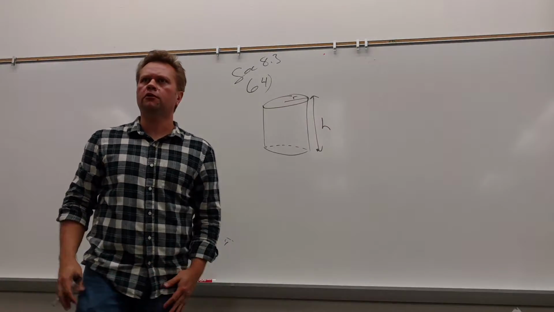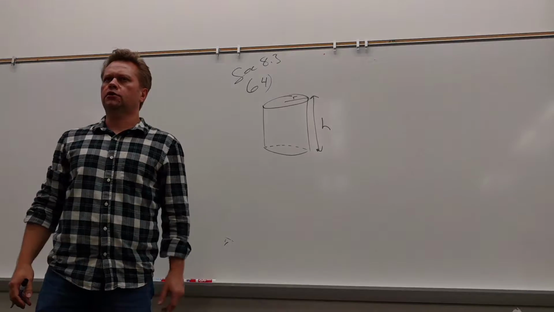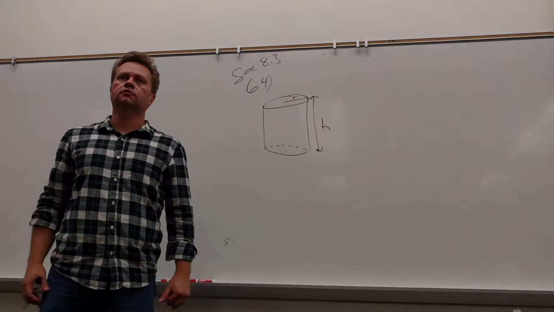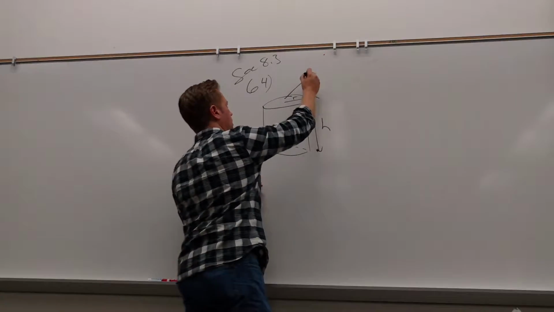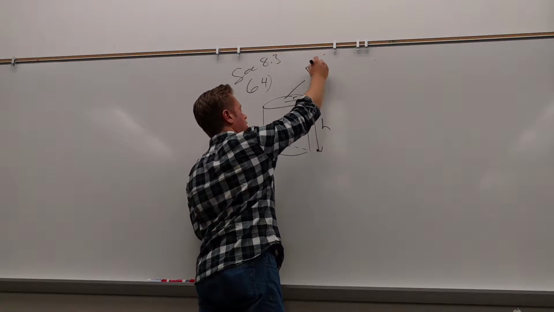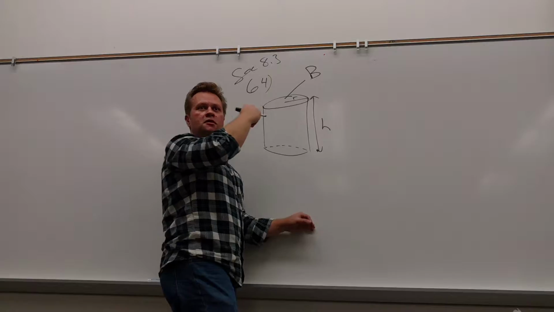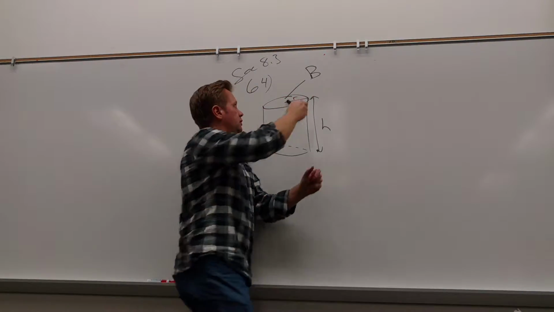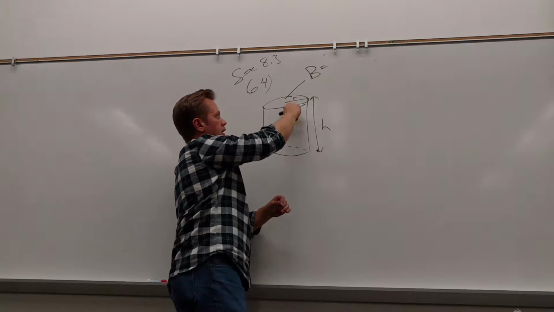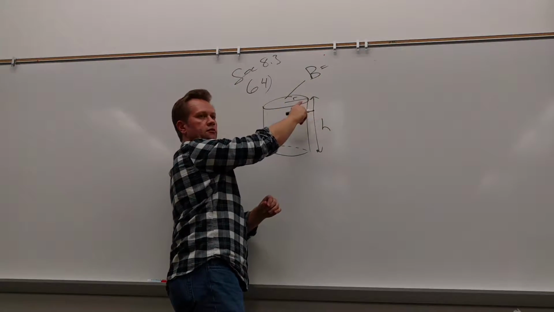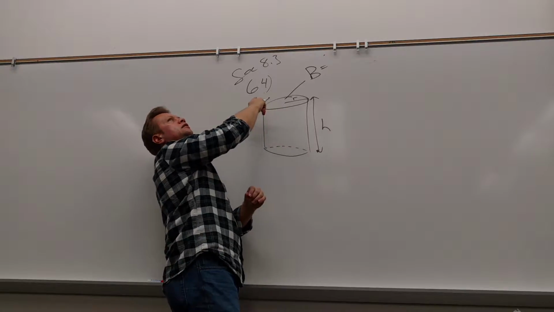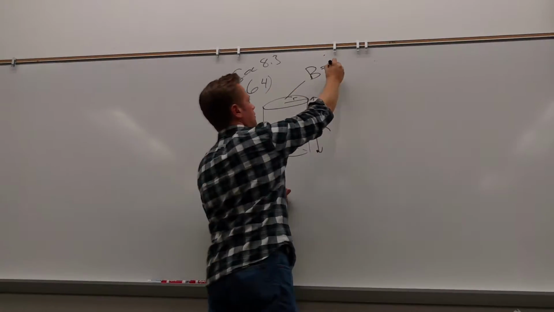Anybody happen to know the formula for the volume of a cylinder? What's the area of the base? What shape is the base? Circle. So what's the area of the base? I call the area of the base big B, because chapter 9 calls it that. That means the area of the base. What's the area of a circle? Pi r squared. Good.